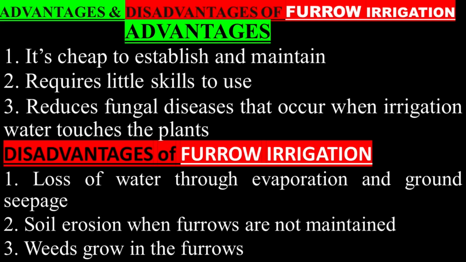Disadvantages of furrow irrigation. Loss of water through evaporation and ground seepage. Soil erosion when furrows are not maintained. Weeds grow in the furrows.